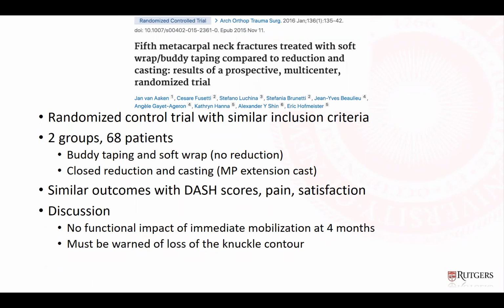This is another study, a randomized controlled trial with similar inclusion criteria for small finger metacarpal neck fractures. Two groups, 68 patients. They compared buddy taping in a soft wrap without a reduction to closed reduction and casting with an extension cast, which was just the preference of the treating team. They showed similar outcomes with DASH scores, pain, and satisfaction, with no functional impact of immediate mobilization at 4 months. However, it's important to note that if you're going to try this technique with significantly angulated fractures, the patients need to be warned that they may lose their knuckle contour.